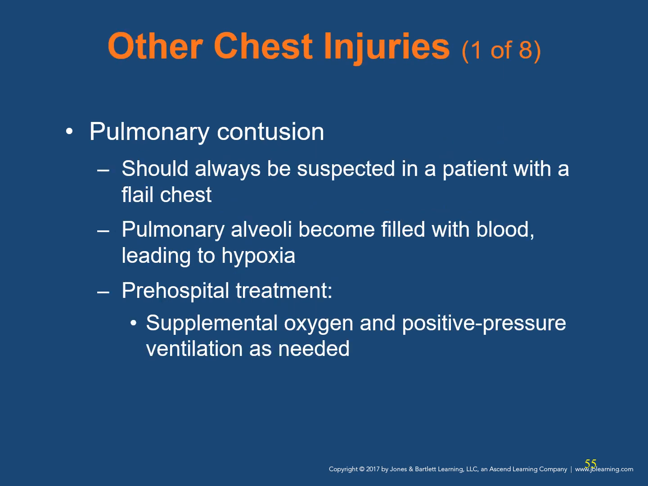Other chest injuries. Pulmonary contusion should also be suspected if the patient has a flail chest. The pulmonary alveoli become filled with blood and fluid accumulates in the injured area, leaving the patient hypoxic. Pre-hospital treatment: provide supplemental oxygen and positive pressure ventilation as needed to ensure adequate oxygenation and ventilation.